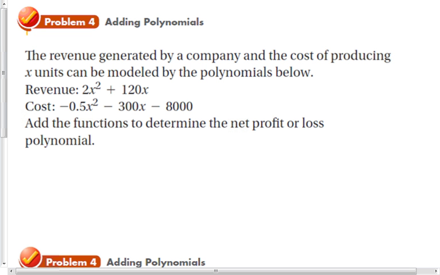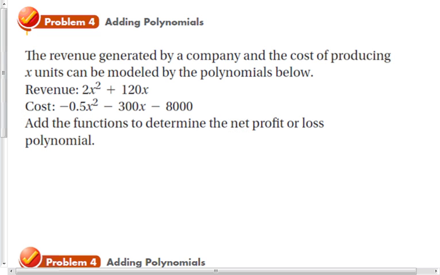All right, we can add polynomials, and again, we just need to make sure we combine like terms. The revenue generated by a company and the cost of producing x units can be modeled by the polynomial below. Revenue equals 2x squared plus 120x. Revenue is like the amount of money you get. Sometimes it's called income. And cost, add the functions to determine the net profit or loss.